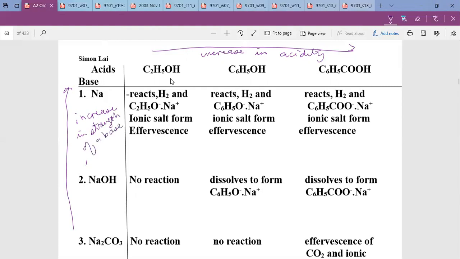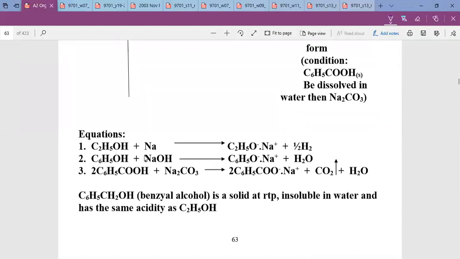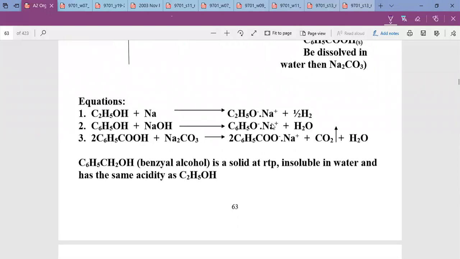So here, sodium reacts and you get bubbles, effervescence of hydrogen gas. In the question, they ask you for the gas. Down here, I put down the equation. Sodium reacts with ethanol to give what is called sodium ethoxide, like phenoxide.